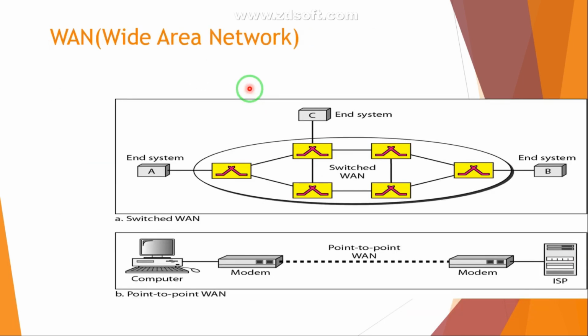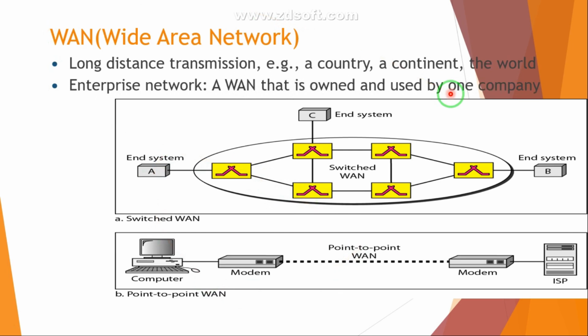Next is your wide area network. A wide area network provides what? Long distance transmission, that is country to country or continent to continent. Basically a WAN is owned by one company. They may utilize public or leased or private communication equipment, usually in combination, and therefore span what? An entire number of miles, a whole area, a whole continent. Different continents they can connect by means of this wide area network.